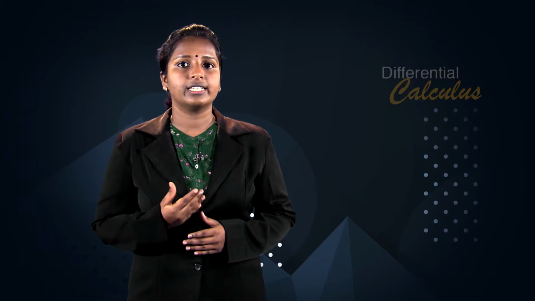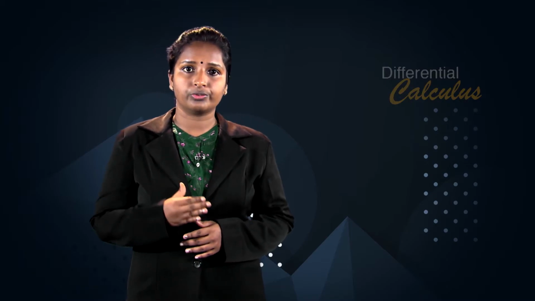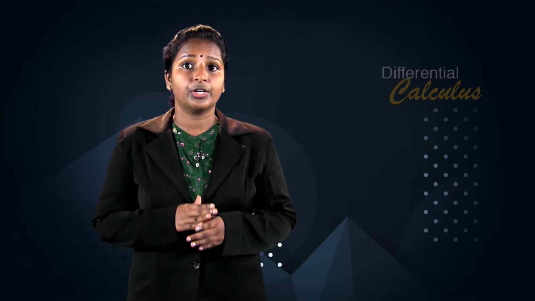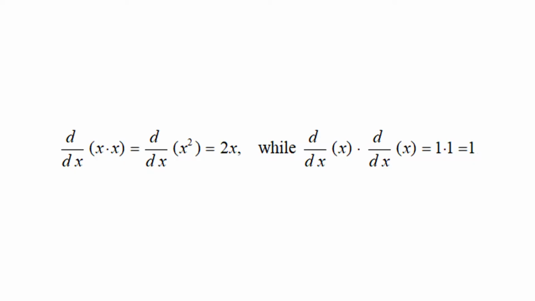That is, while the derivative of the sum of two functions is the sum of their derivatives, the derivative of the product of two functions is not the product of their derivatives. For instance, d/dx of x·x equals d/dx of x², which equals 2x, while d/dx of x times d/dx of x equals 1 times 1, which equals 1.